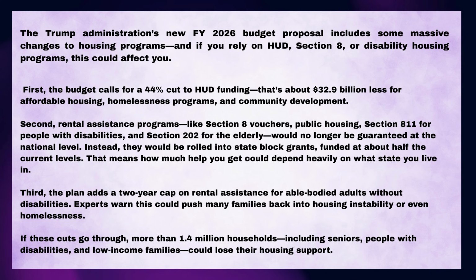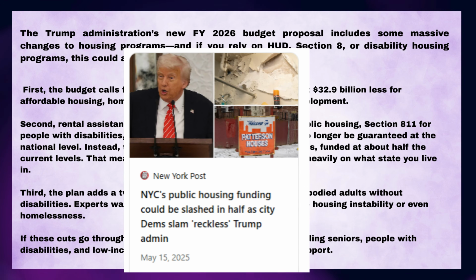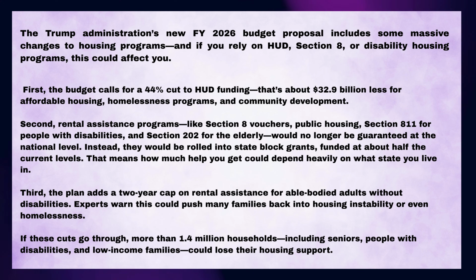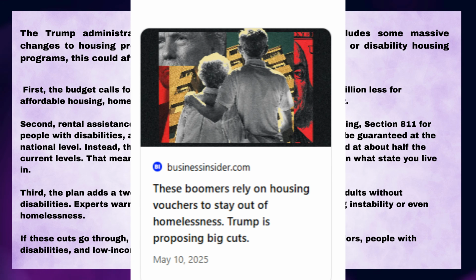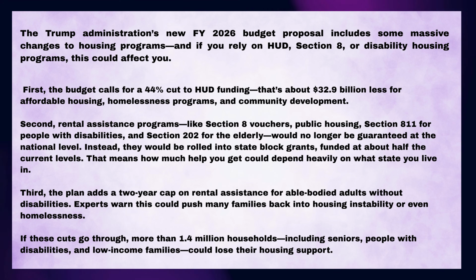First of all, the budget calls for a 44% cut to HUD funding, and that's about $32.9 billion less for affordable housing, homelessness programs, and community development. Second, rental assistance programs like Section 8 vouchers, public housing, Section 811 for people with disabilities, and Section 202 for the elderly, this would no longer be guaranteed at the national level. Instead, they would be rolled into state block grants funded at about half the current levels. That means how much help you get could depend heavily on what state you live in.